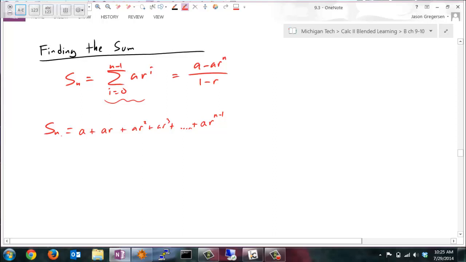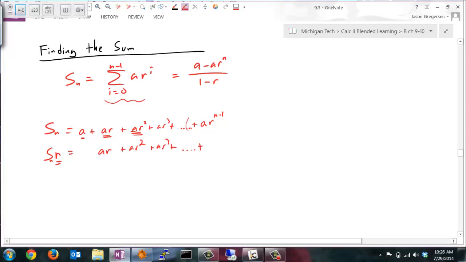And so what I'm going to do next, I'm going to take that number and multiply it by that factor. And if I do that, it's just like multiplying the right-hand side by that factor. So I would get a times my r. That would give me ar. Instead of writing it here, I'm going to write it over here, just shift it over a little bit. Then I'm going to take a times r times another r. I'll get ar squared. When I multiply this term by r, I'll get ar cubed, and so on and so forth.